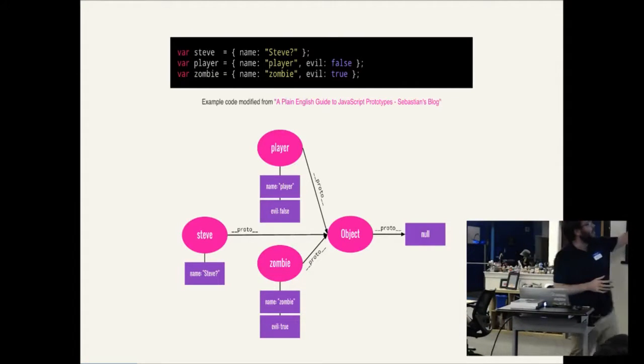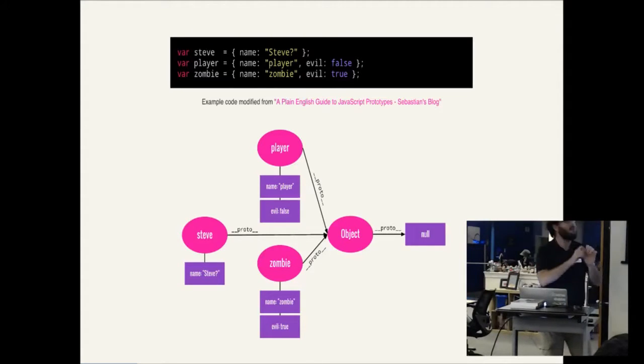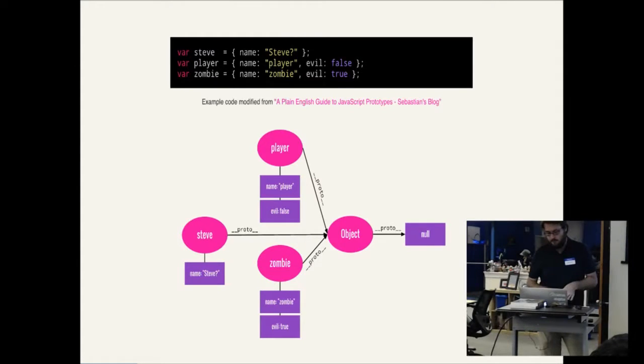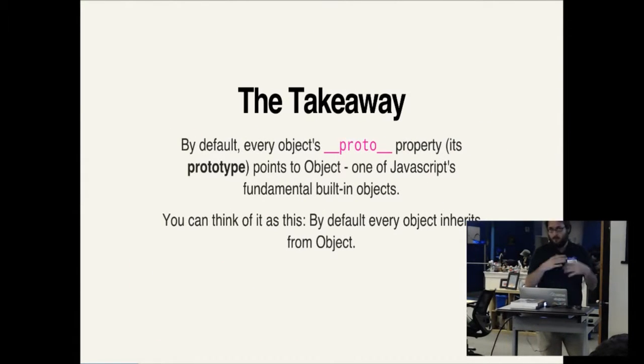Every object that you create in JavaScript by default has this proto property pointing to the global object in JavaScript. And that will become more apparent hopefully in a little bit. Yeah, so that's what I just said. So you can think about it in this way. By default, every object is kind of inheriting from this base fundamental object in JavaScript.